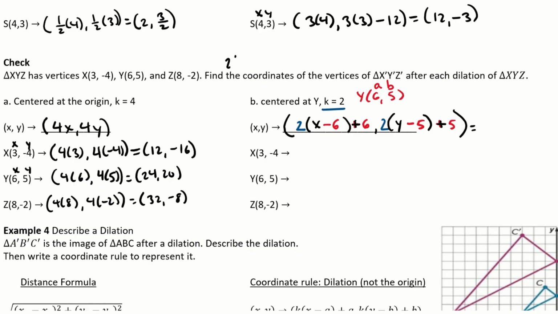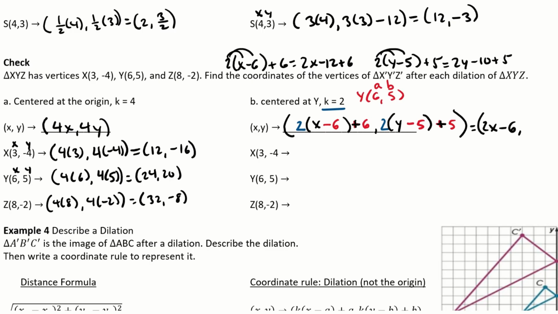So 2 times x minus 6 plus 6. Distribute that. That's going to be 2x minus 12 plus 6. Negative 12 plus 6 is negative 6. So 2x minus 6. Now this one here is 2 times y minus 5 plus 5. We're going to distribute this. That's going to be 2y minus 10 plus 5. Negative 10 plus 5 is negative 5. So we got 2y minus 5. There you go. Now we got our coordinate rule.